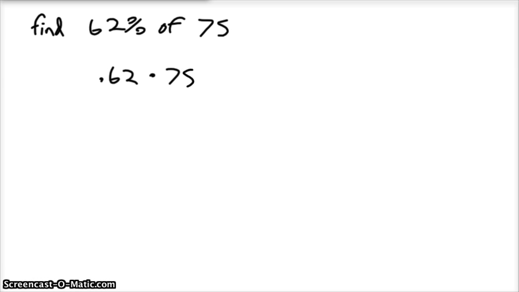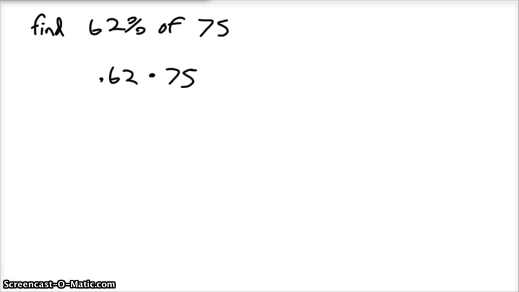So let's start fresh, new page. Alright, first example, number 1. It says find 62% of 75. Alright, and so here is our new equation: when we're asked to find the percent of a number, we simply find the decimal of 62% and multiply that by 75. So the decimal that represents 62% is 0.62 times 75.